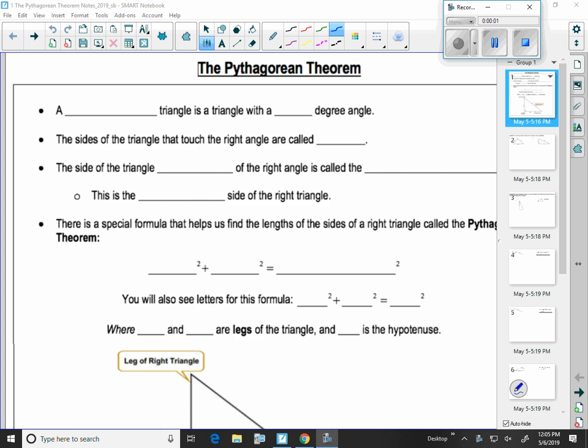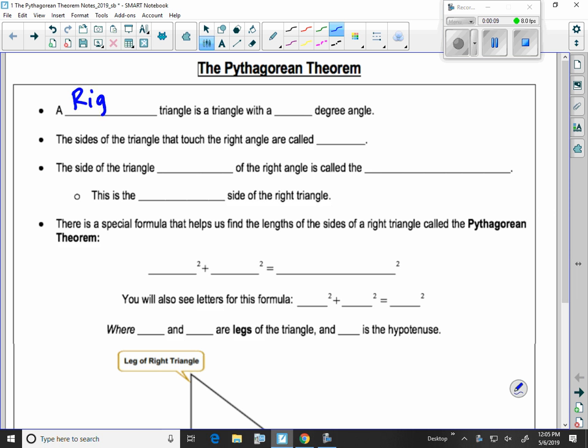A triangle has a 90-degree angle? A right triangle. A triangle. And left triangle? Okay, a right triangle has a 90-degree angle.